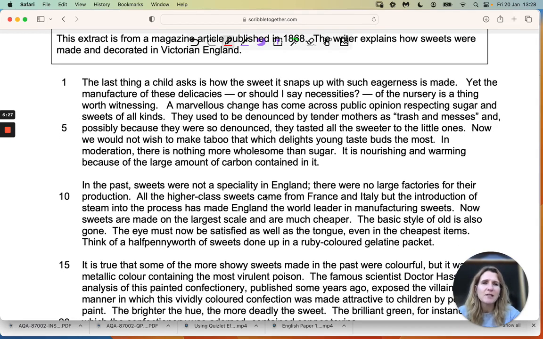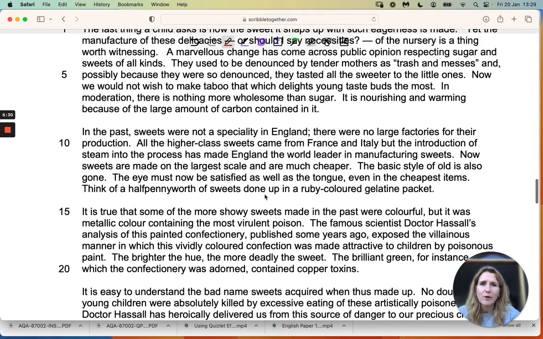Now, do we have experiences of children in factories yet? No, we have to keep reading. In the past, sweets were not a specialty in England.